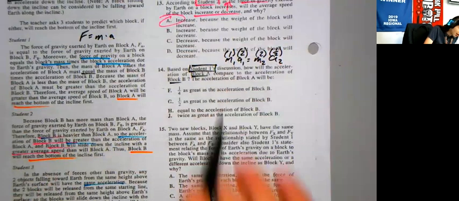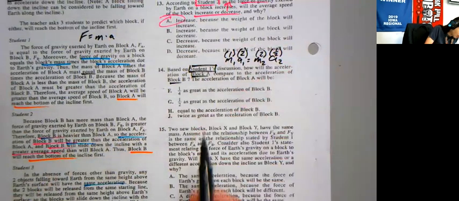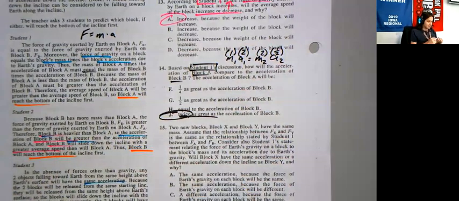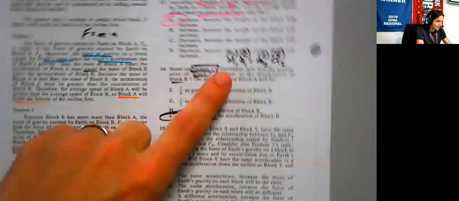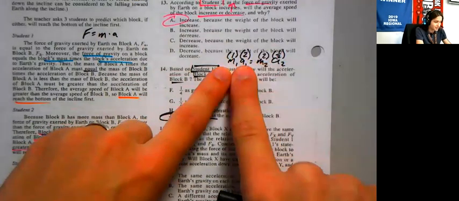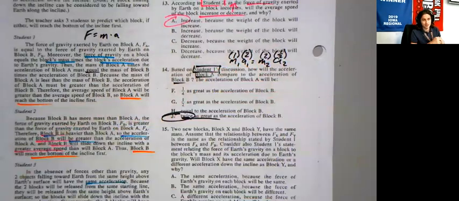So the acceleration of block A has to be twice as great as the acceleration of block B. If they're equal, and one of the things is twice as big as the other one, if the mass is twice as big, to equal these out, the acceleration of this one has got to be twice as big.